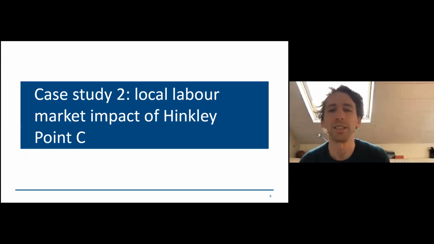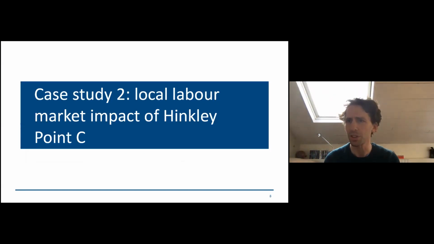Next slide, please. So I'm going to jump to the next example, which is looking at the impact of government interventions. This is a very experimental piece of work, and the example I'm using here is Hinkley Point C. Next slide, please.